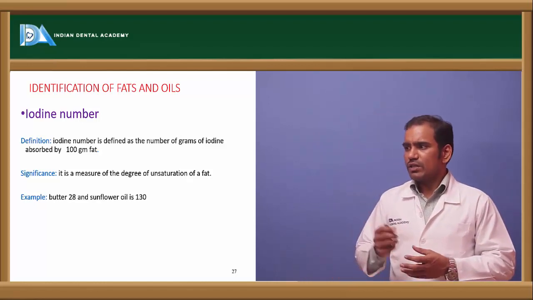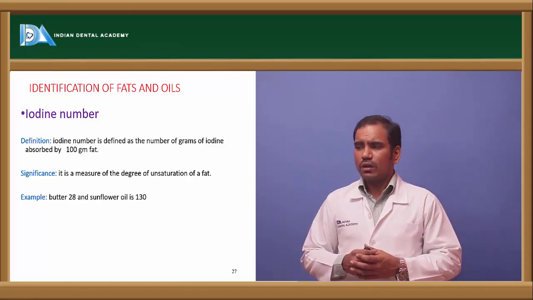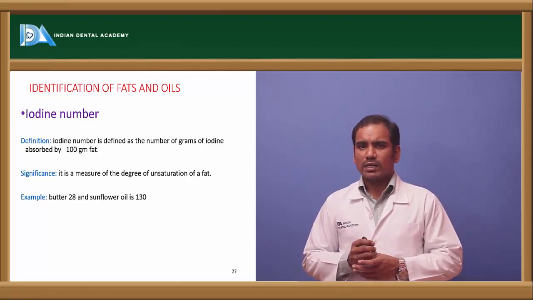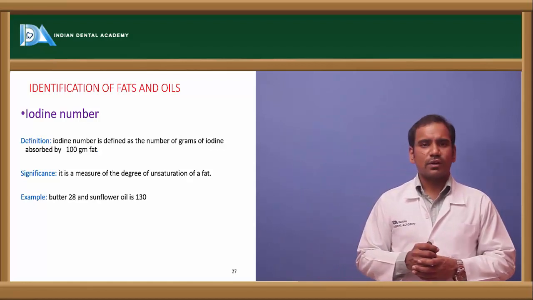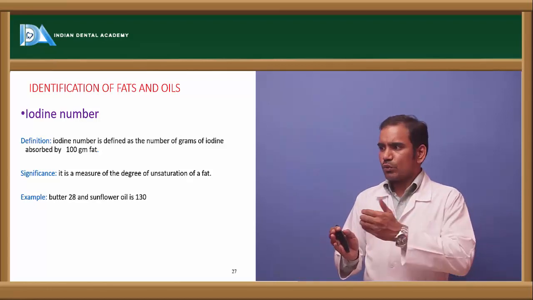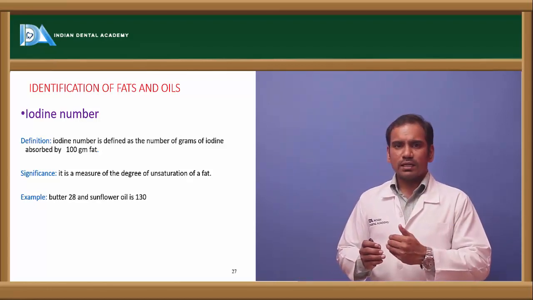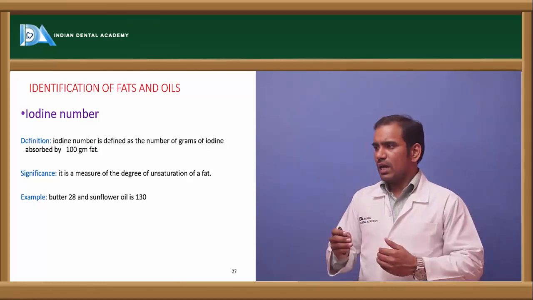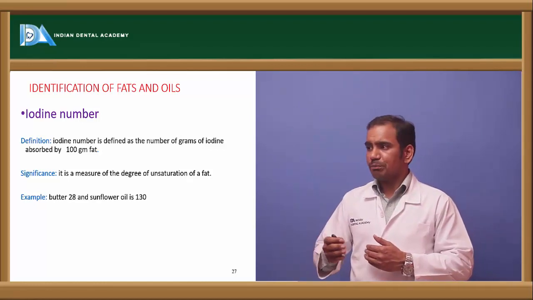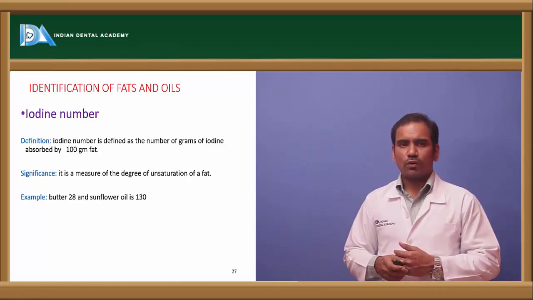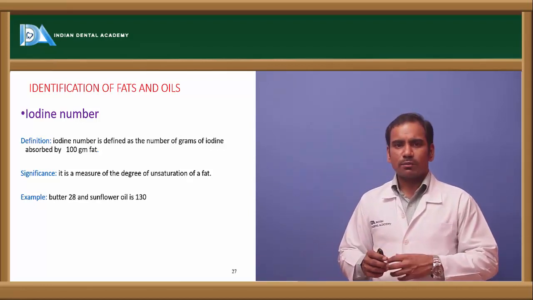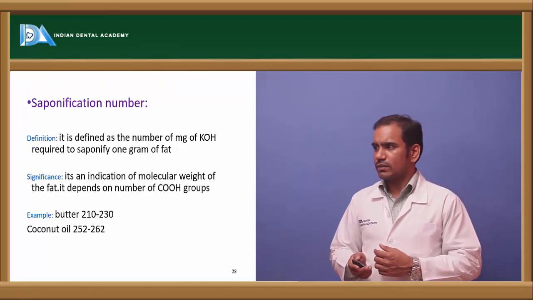And when you see examples, when you do this test taking butter, it gives a number 28. So butter's iodine number is 28, and in case of sunflower oil, the iodine number is 130. Whenever butter gives an iodine number of 28, we can say that it has the required unsaturation, and sunflower oil should give an iodine number of 130, which indicates the normal unsaturation of sunflower oil. So whenever there is alteration in this range of iodine number, it indicates some adulteration of those fats and oils.